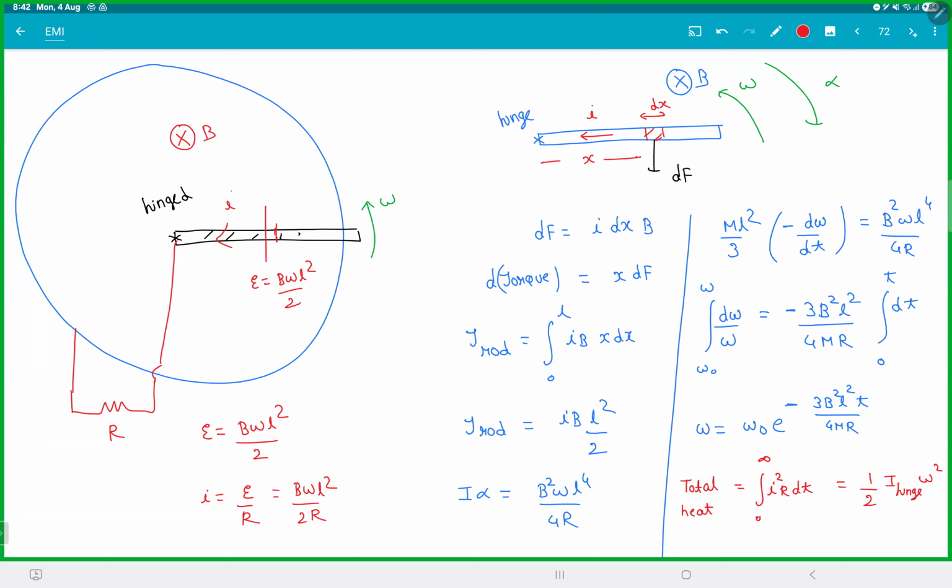All clear with this? There you can get questions based on this, on rotation based. Any doubts on this?